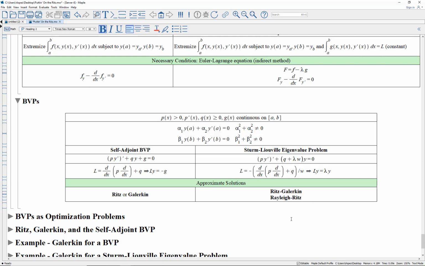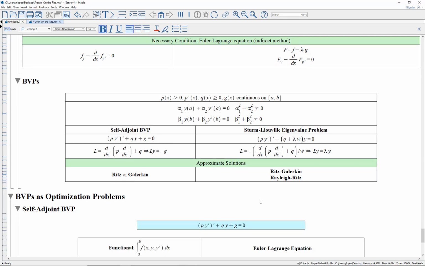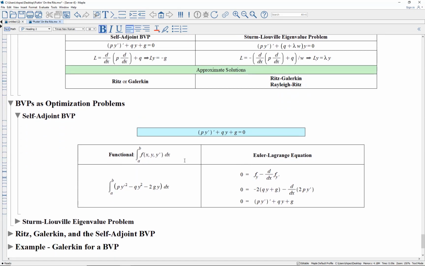You need to take a look at some of these examples. Can we cast these boundary value problems as optimization problems? Well, let's look first at the self-adjoint boundary value problem. This is the equation for the self-adjoint boundary value problem. Consider this functional where f is p y prime squared minus qy squared minus 2gy. Take the Euler-Lagrange equation of that functional.